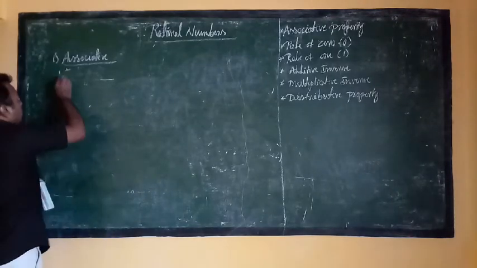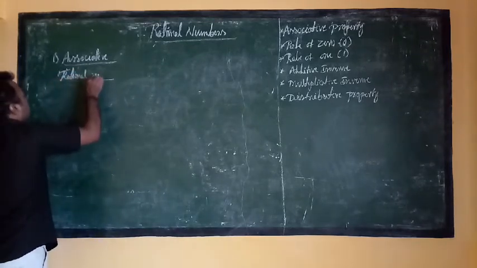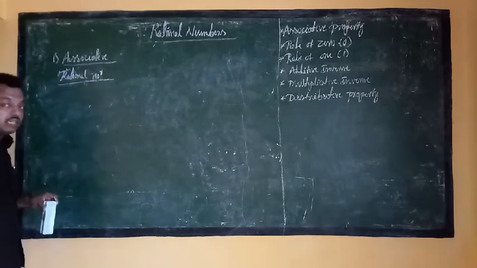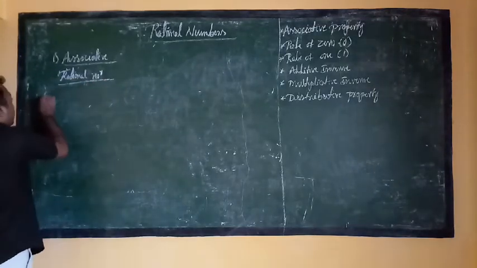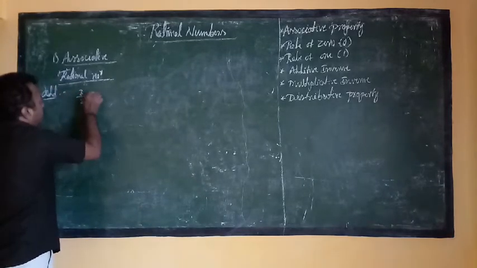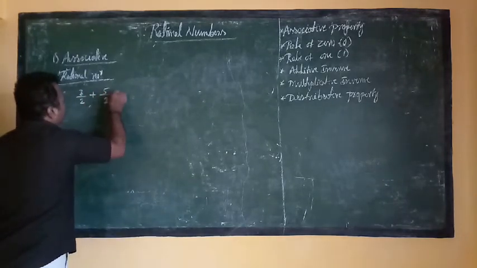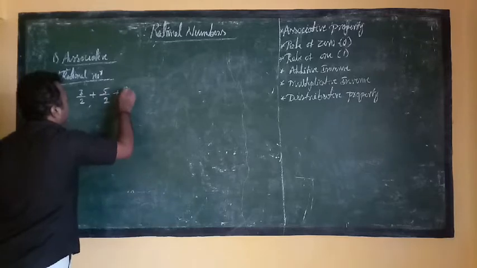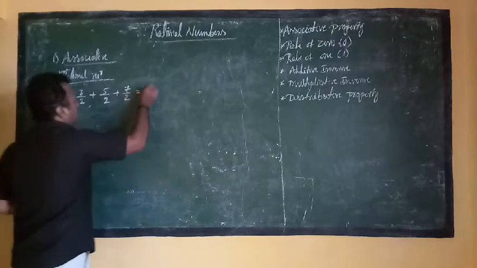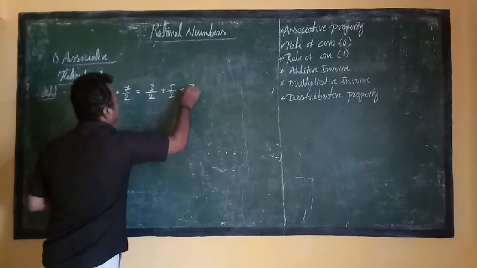Like that, integers also have the same property. So in rational numbers, let us check it. For addition, is it satisfied or not? Multiplication, is it satisfied or not? So let us check it. First addition. See students, 3 by 2 plus 5 by 2 plus 7 by 2 I will take. It is equal to the same, 3 by 2 plus 5 by 2 plus 7 by 2.